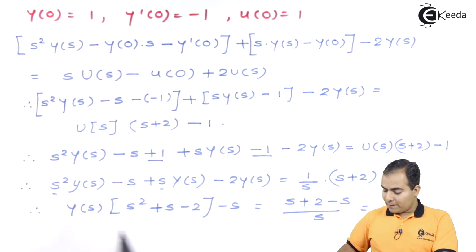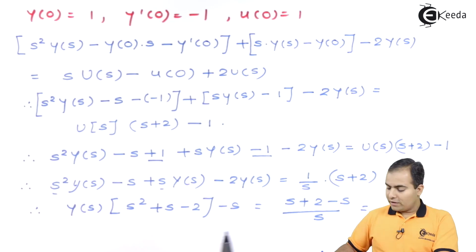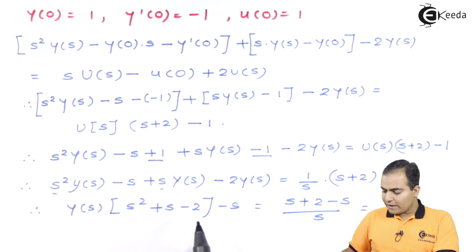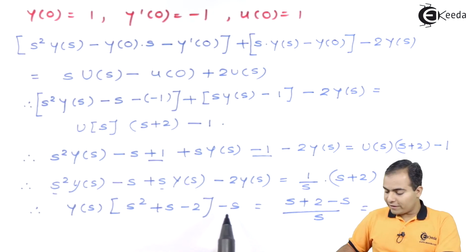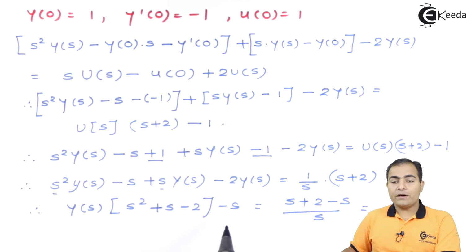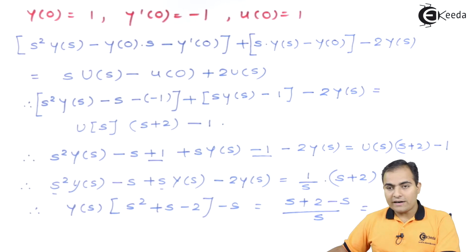And what is our next step? Basically, I want Y of s because I have to calculate the output response only. Now, just look here. On the right hand side, we have 2 by s, and this value is obtained just because of the zero state response, where the input is already given. Whereas on the left hand side, here we have minus s, and this value you have calculated only because of the initial conditions, which means if I shift this minus s to the right hand side, then we get 2 by s minus s.